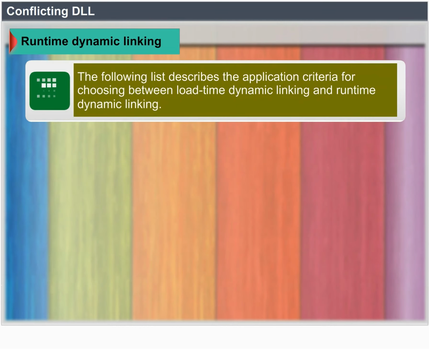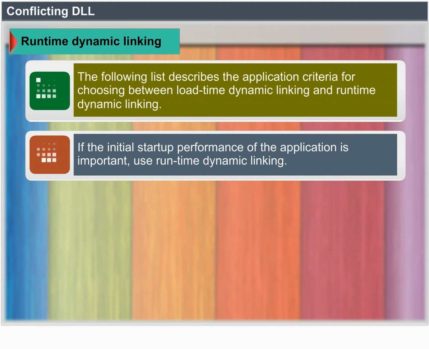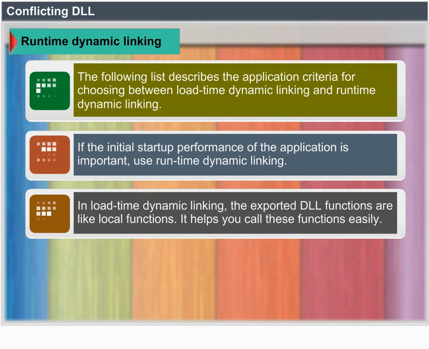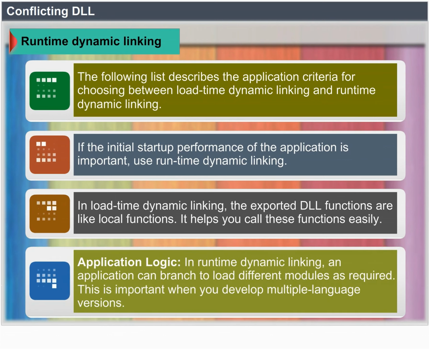The following list describes the application criteria for choosing between load time dynamic linking and runtime dynamic linking. If the initial startup performance of the application is important, then use runtime dynamic linking. 1. In load time dynamic linking, the exported DLL functions are like local functions. It helps you call these functions easily. 2. Application logic. In runtime dynamic linking, an application branches to load different modules as required. This is important when you develop multiple language versions.